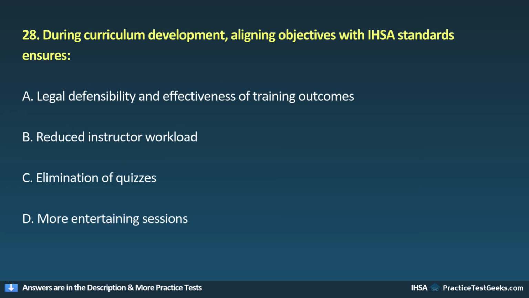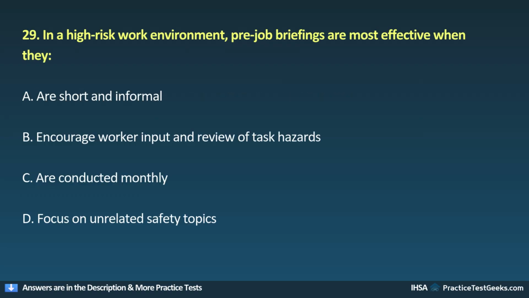28. During curriculum development, aligning objectives with IHSA standards ensures A. Legal defensibility and effectiveness of training outcomes. B. Reduced instructor workload. C. Elimination of quizzes. D. More entertaining sessions. 29. In a high-risk work environment, pre-job briefings are most effective when they A. Are short and informal. B. Encourage worker input and review of task hazards. C. Are conducted monthly. D. Focus on unrelated safety topics.